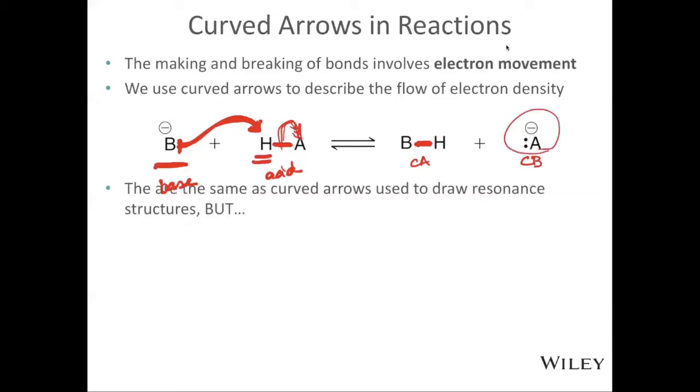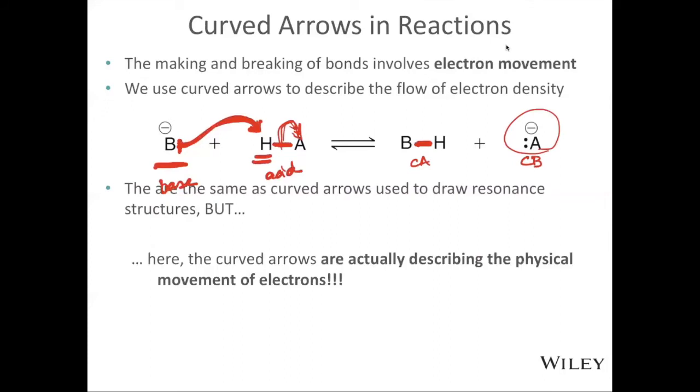So these curved arrows are the same ones that we used in resonance. The tail of the arrow has to start where the electrons are, and then the head of the arrow is where the electrons are going. But in this case, we can actually make and break bonds. And so we're actually talking about the physical movement of electrons.